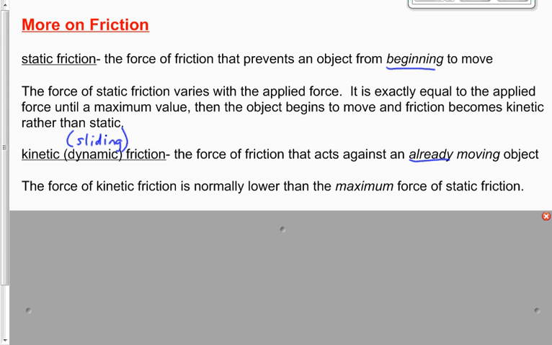Now, the force of kinetic friction is normally lower than the maximum force of static friction. Doesn't mean it's lower than the actual value of static friction, but lower than the maximum value of static friction. So again, I pushed Tyler's desk with 51 newtons, it starts moving. Well, maybe kinetic friction, once it starts moving, is 35 newtons. 35 newtons is lower than the maximum value of 50 that Tyler's desk had. But it's not lower than the 5 that I pushed with the first time, or the 10 that I pushed with the second time. It's just lower than the maximum possible value of static friction, the 50 newtons, that when I exceeded began to move and turn it into kinetic friction.